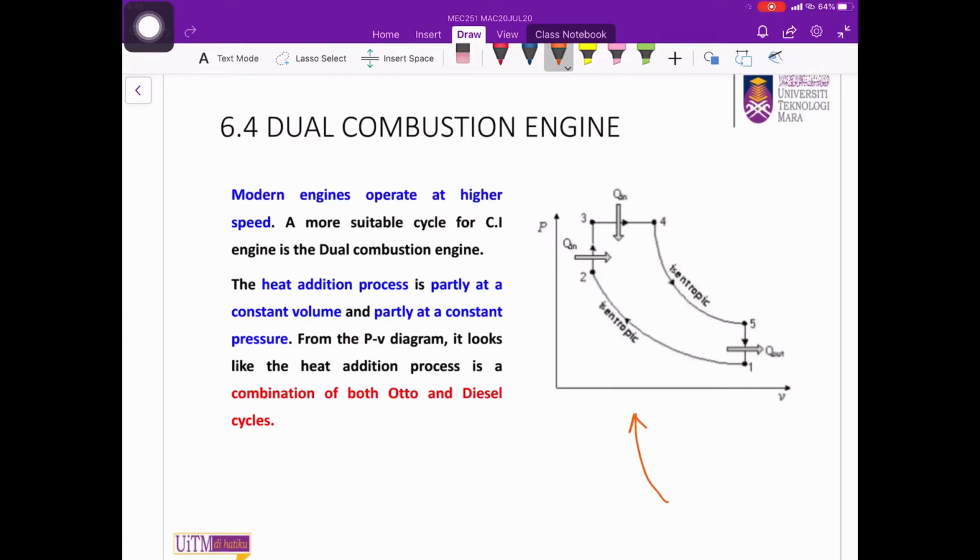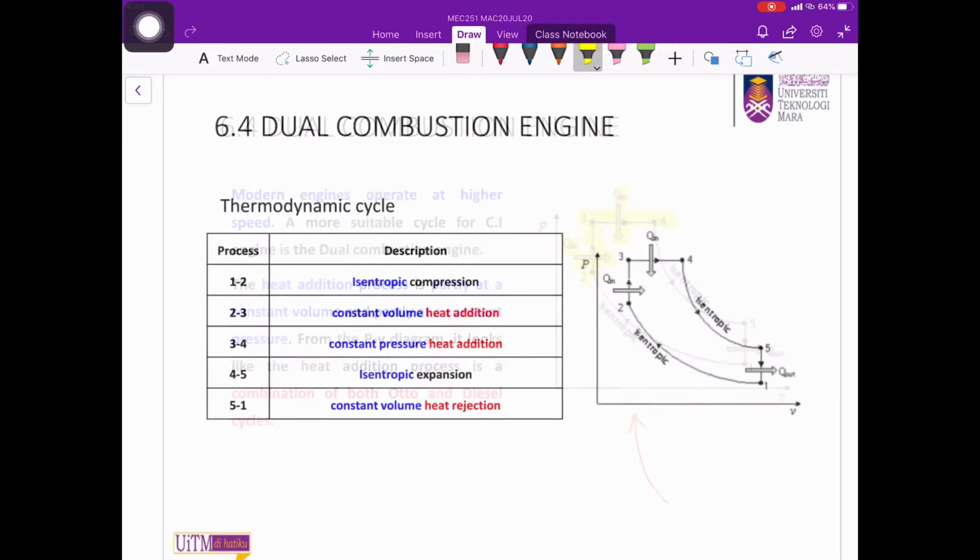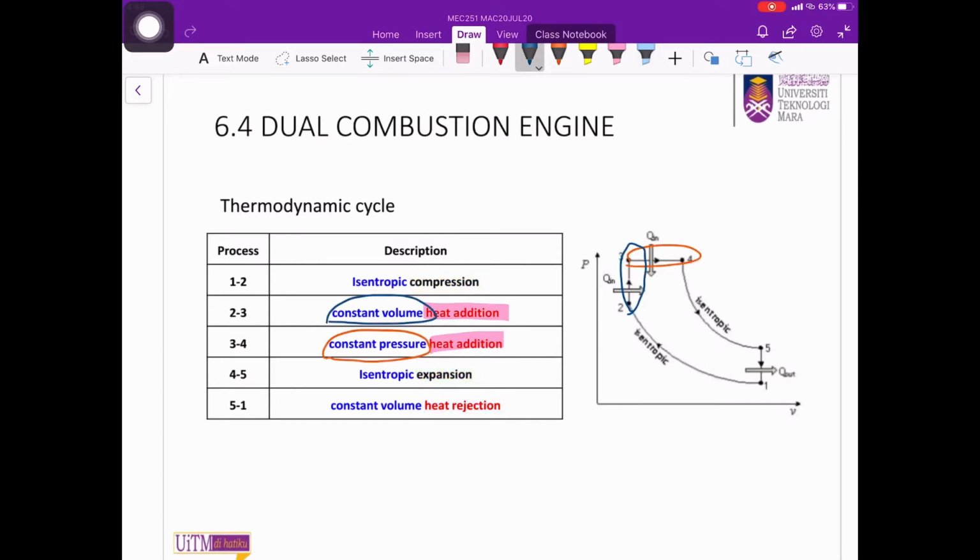If we refer to the PV diagram, the heat addition process is a combination of both the Otto and diesel cycles. For the dual combustion engine, there are generally four main processes, which are compression, heat addition, expansion, and heat rejection. For the heat addition process, there are two processes involved: constant volume heat addition and constant pressure heat addition.